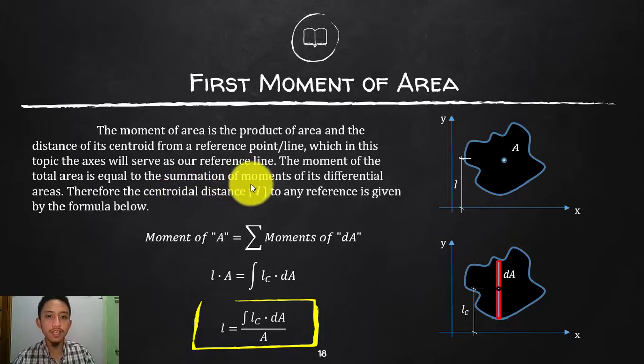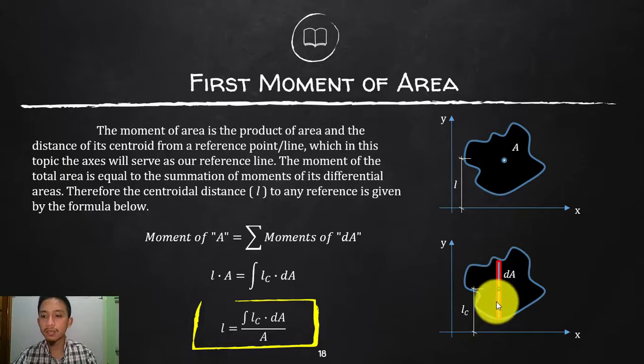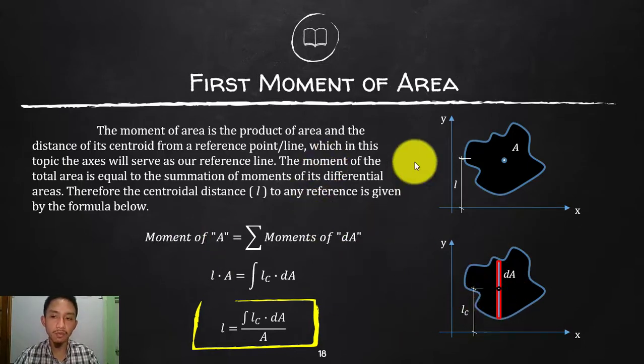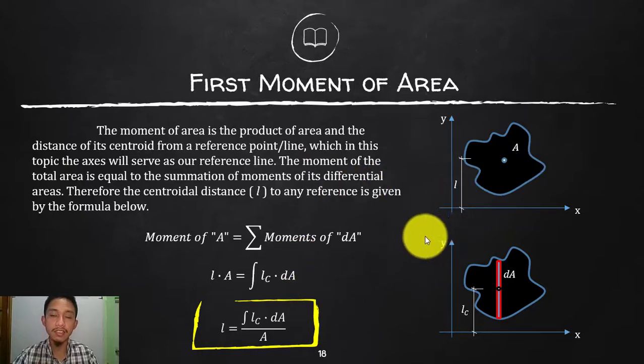Therefore, the centroidal distance L to any reference is given by the formula. So again, let's write that as L. That is the centroidal distance. But later on, if we are now on the strip, we will be using x bar, y bar. You can actually use x bar, y bar. This is only for the analysis of what is centroid.